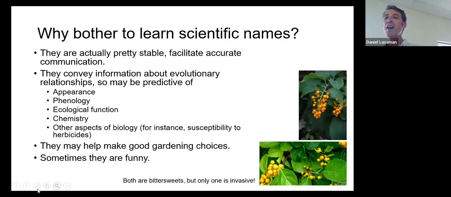Well, why would you want to learn all this stuff? Scientific names are actually pretty stable, despite the complaining about splitting up genera, and they facilitate accurate communication about species. That's why I use them. They also, because we are interested in naming things based on their evolutionary relationships, tend to communicate more information about all sorts of other biological phenomena in nature that you might want to predict from a name. So appearance; phenology, which is when something flowers; the ecological function it plays in a plant community; the chemistry of the plant, which is sometimes important for people interested in medicinal chemistry; and other aspects of biology, for instance, how susceptible a particular species is to an herbicide.